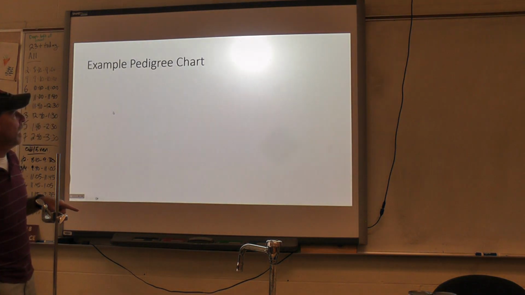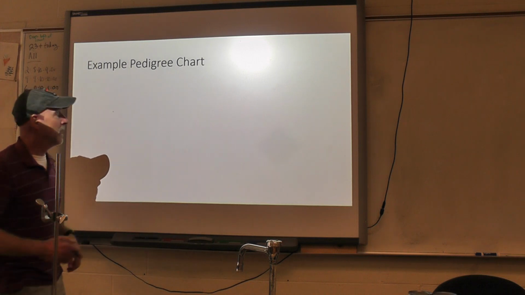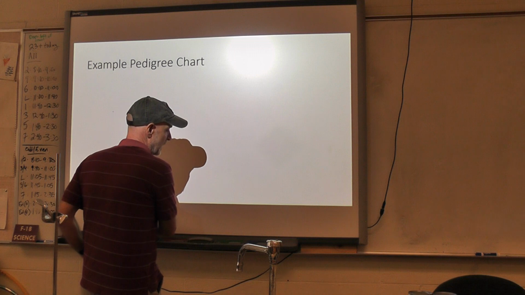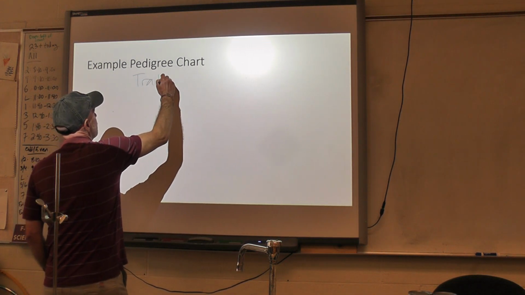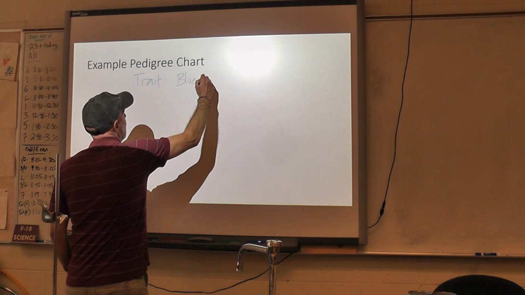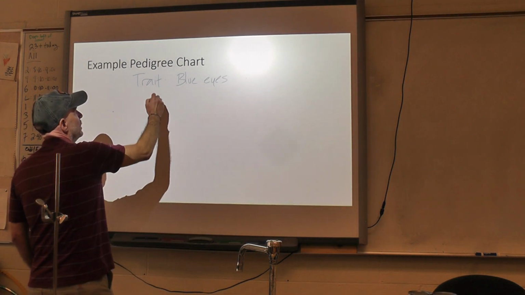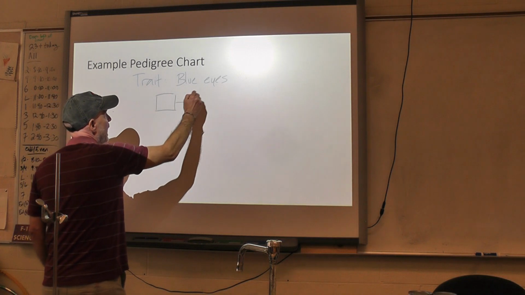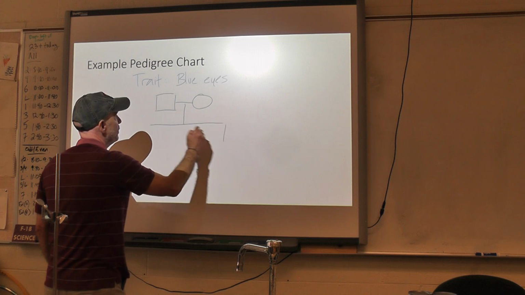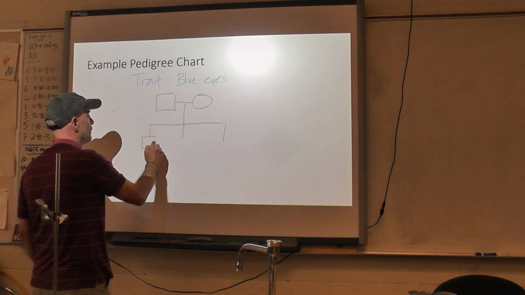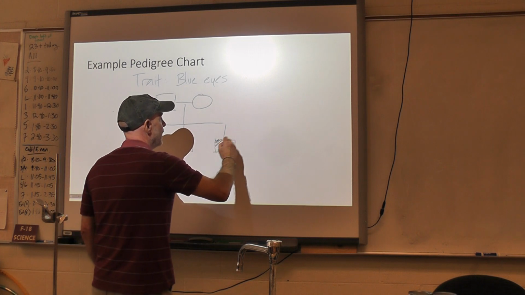So here is an example pedigree chart, and I'm gonna use my own family, and I'm gonna use blue eyes as the trait that I'm looking at. Okay, so my trait is blue eyes, and here's what I know. My mom and dad, neither one of them has blue eyes. I have 2 brothers. Neither one of them has blue eyes, but I do.